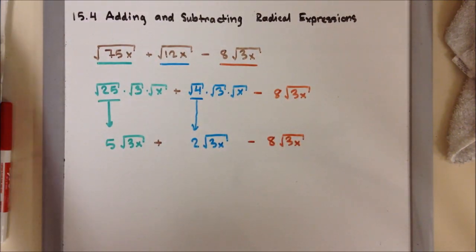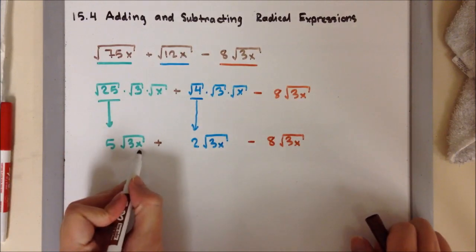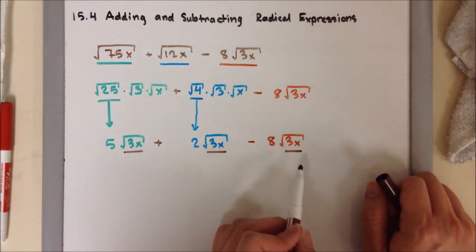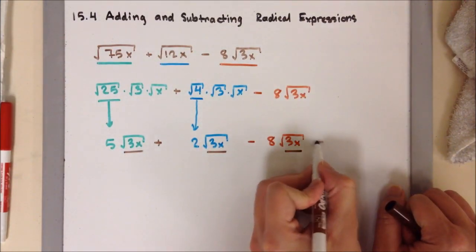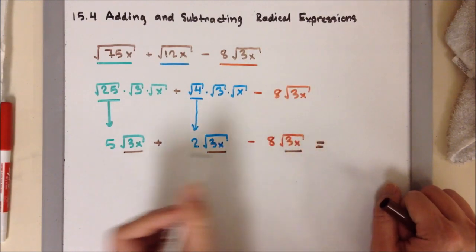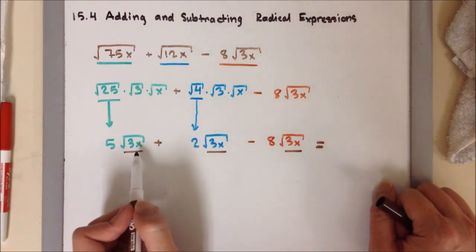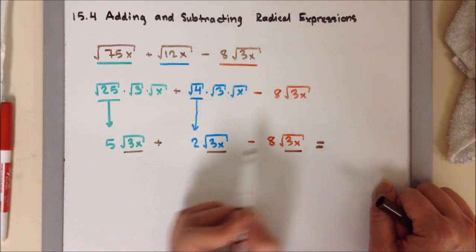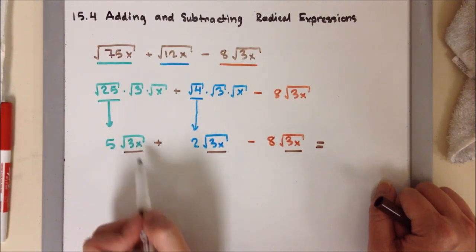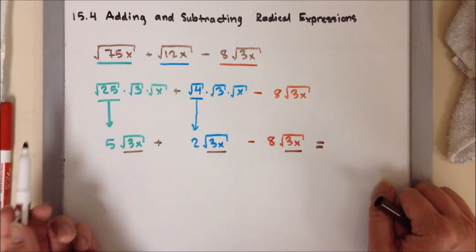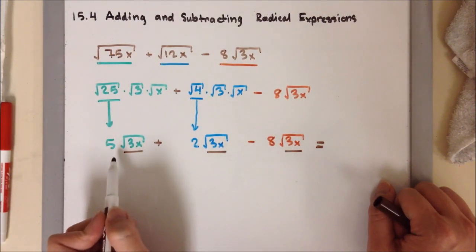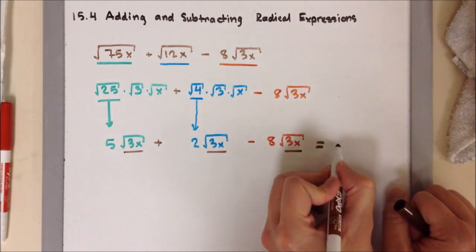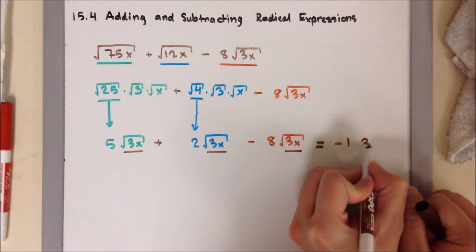Now comparing all these three radical expressions, you notice that each radical expression has square root of 3x. So that means that you can combine like terms since they have the square root of 3x. And it has to be exactly the same. So if this was 3x squared, then it cannot be combined with these other radical expressions. So I repeat, they have to be exactly the same. Same radical, same number, same variable with same exponents. So once they are exactly the same, you're just going to combine the outside number. So 5 plus 2 minus 8, that's going to be negative 1 square root of 3x.